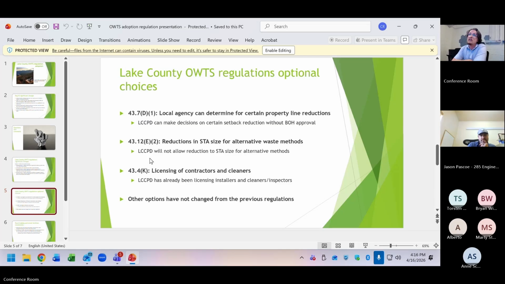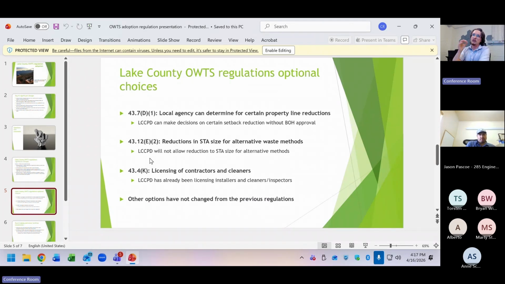43.7D1 is allowing local agencies to determine certain property line deductions. Previously, that was a variance as well, a decision that needed to be made by the Board of Health. Now they give us the option to allow the local public health agency, CPD, to determine certain property line reductions without the variance. An example of this is if you have a property that can only fit the soil treatment area on one corner of the property, and it's going to be within the setback of the property line on the front.